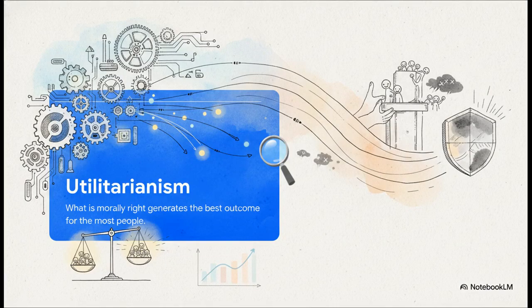Then there's utilitarianism. For all the engineers out there, you can literally think of this as a classic optimization problem. Utilitarianism dictates that what is morally right is what generates the absolute best outcome, or maximum happiness, for the largest number of people. So in practice, an ethical AI designed under this framework is going to try to optimize overall societal well-being while actively minimizing harm. You're just trying to maximize that net positive outcome.